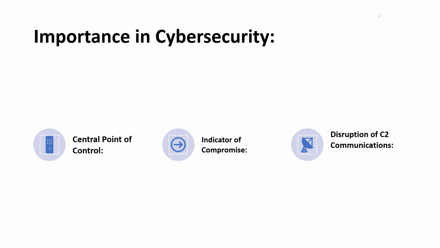Now, on the importance of the C2 server in cybersecurity: as I said, a C2 server is often the central point of contact or control in a network of compromised systems, which makes it a critical target for cybersecurity efforts. Second, we currently don't have that many indicators of compromise, so communication between the compromised system and the C2 server is a strong indicator of a security breach. And disrupting the communication between the malware and the C2 server can effectively neutralize a significant portion of the threat posed by the malware. This is why it plays a very important role.